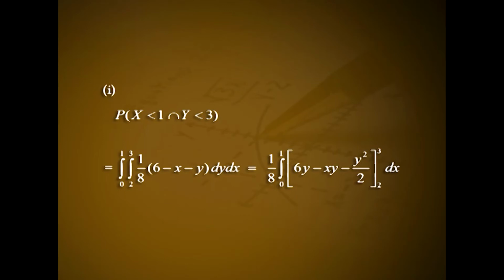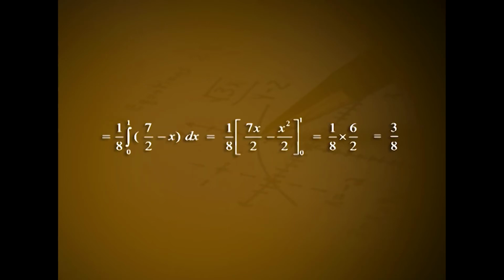Solution. 1. P(x < 1 ∩ y < 3) equals the integral from 0 to 1, again the integral from 2 to 3 of 1/8 (6 − x − y) dy dx. That is 1/8 times the integral from 0 to 1 of [6y − xy − y²/2] over the limit from 2 to 3 dx. That is 1/8 times the integral from 0 to 1 of (7/2 − x) dx. That is 1/8 times [7x/2 − x²/2] over the limit from 0 to 1. That is 1/8 times 6/2, that is 3/8.